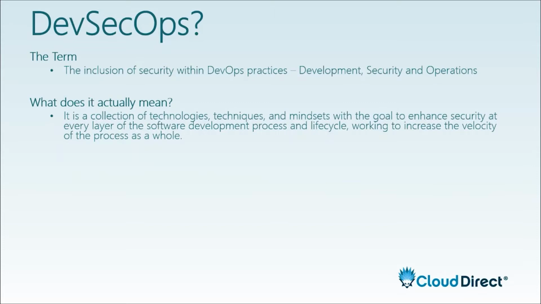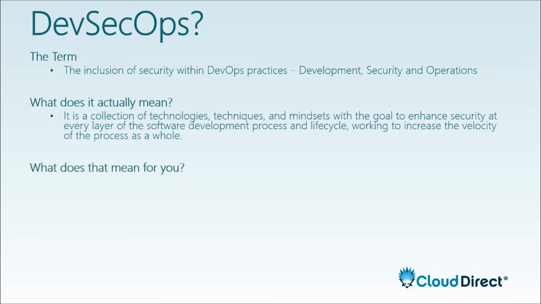What does it actually mean? So DevSecOps, in the same way that DevOps is, is a collection of technologies, techniques, and mindsets with the goal to enhance security at every layer of the software development process and lifecycle. And as a whole, the point of it is to make your code and the software that you deliver more secure, but without slowing down that cadence of delivery that you get from a DevOps approach. The two go hand in hand.